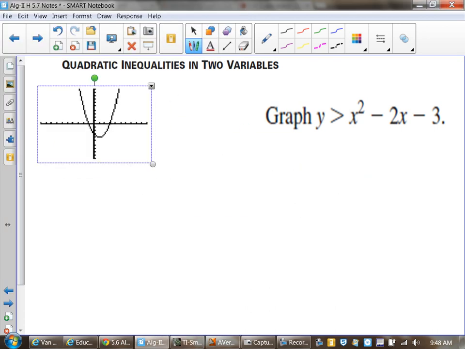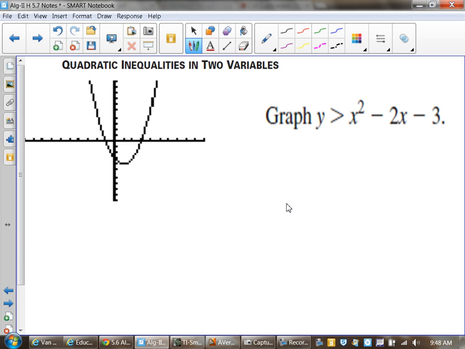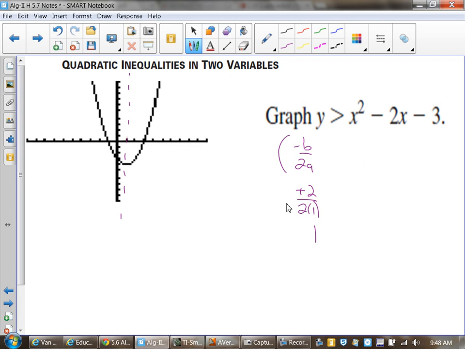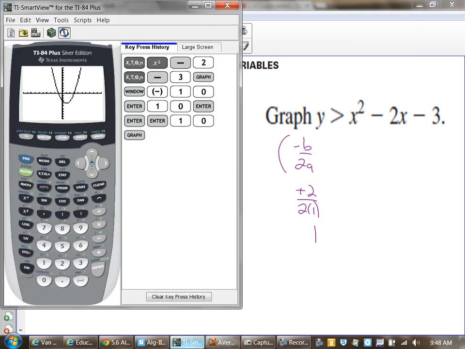Just by looking at this, I know that my axis of symmetry, the opposite of b over 2a, is positive 2 over 2 times 1, which is 1. I know my axis of symmetry occurs at x equals 1. Okay? I know my vertex is going to lie at, well, that's a minimum, isn't it? Second, calculate.